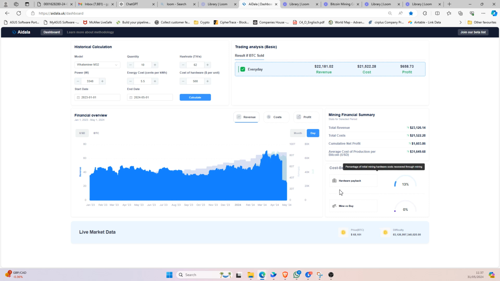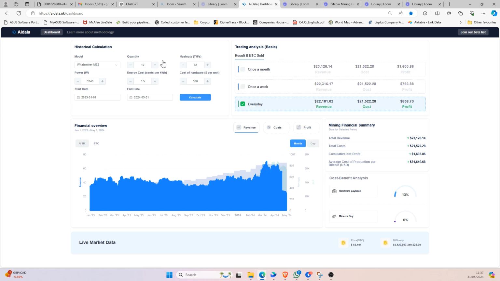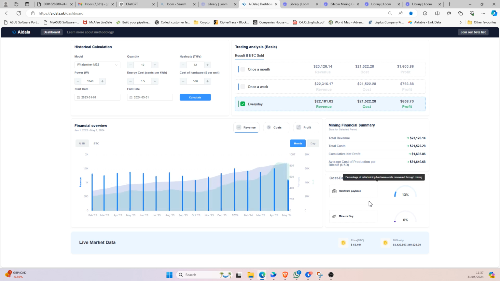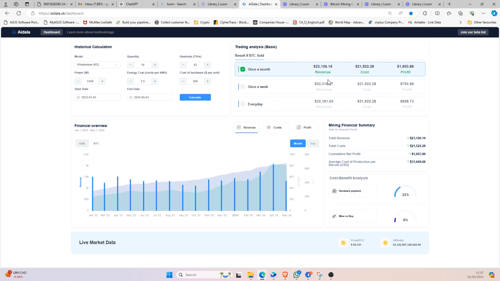This part is the famous ROI. We call it return on investment or cost benefit analysis, which is about how quickly you pay back your initial investment. We're looking at it from two points of view. First is the hardware payback. So in this case, you invested $5,000 and your revenue was 1,400. So you paid back only 32% of your initial investment. And that's it.